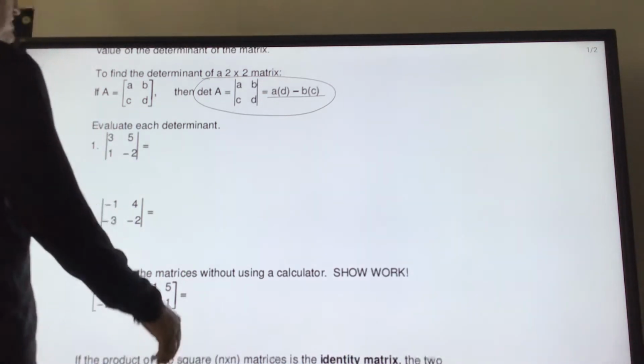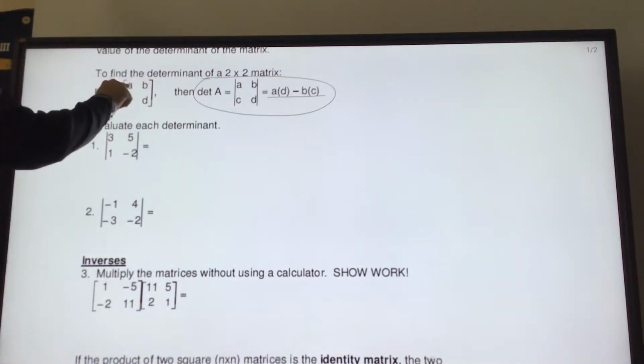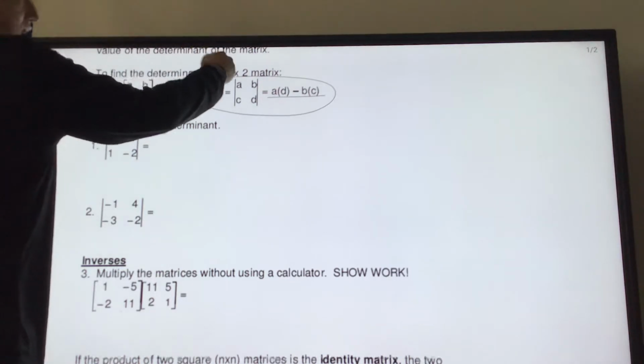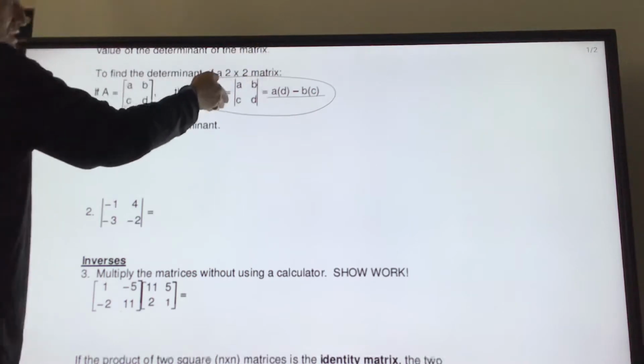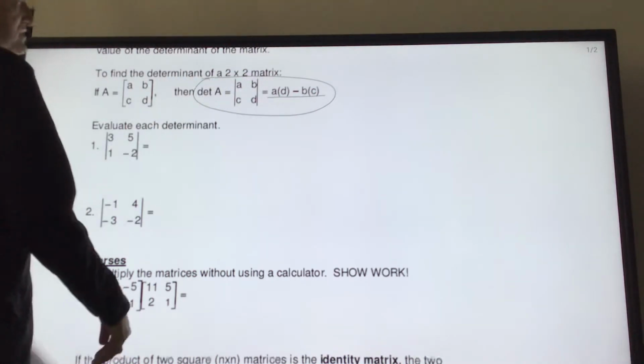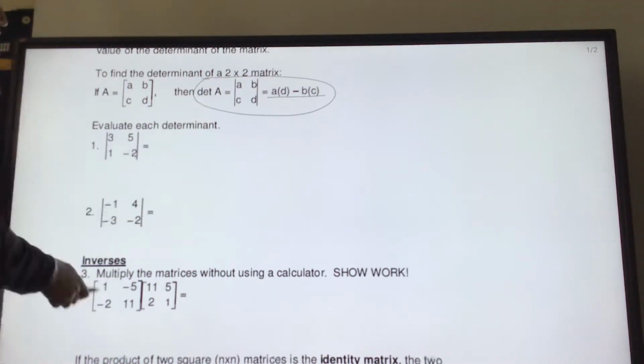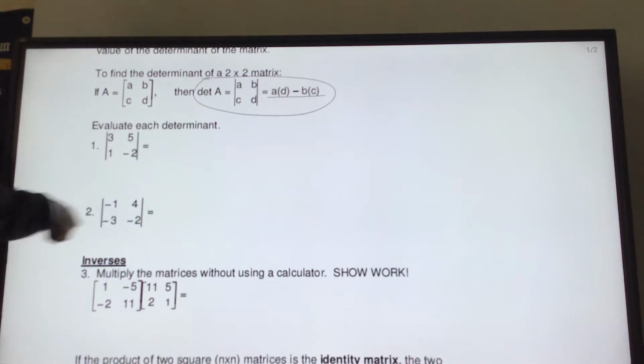We notice that there is a pattern of the matrix. It's A, B, C, D. A times D would be going crossways from top to bottom, minus crossways from top to bottom. That gives us our determinant. And this is labeled matrix A, so this would be the determinant for A.